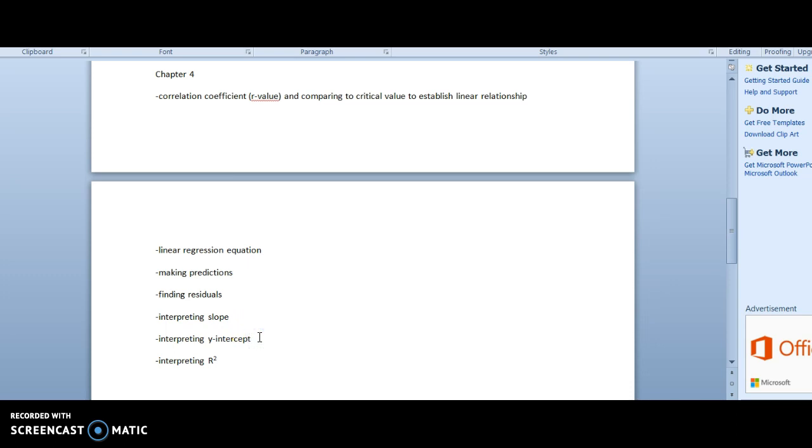Then for a y-intercept, you want to make sure you review some examples where the y-intercept had a good interpretation and made sense, and then some scenarios where it did not. So we saw both, where the y-intercept was outside the scope of the model and didn't have a reasonable interpretation.